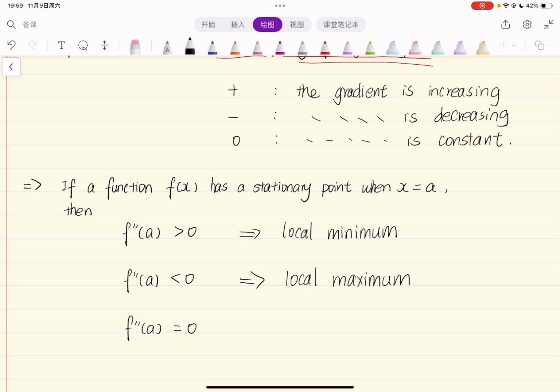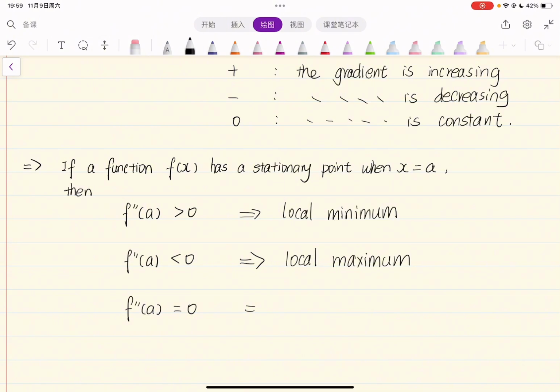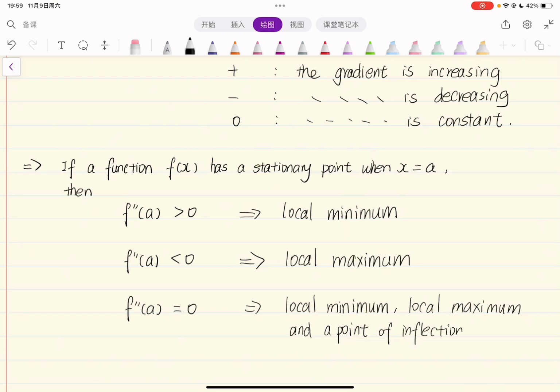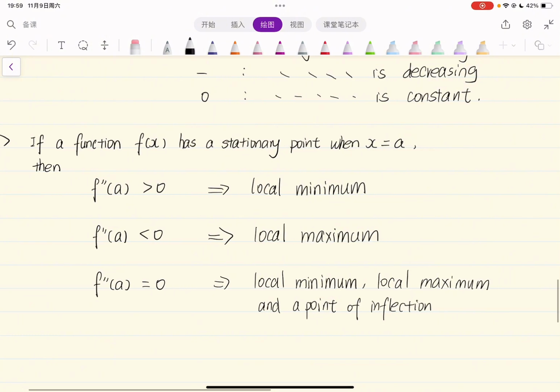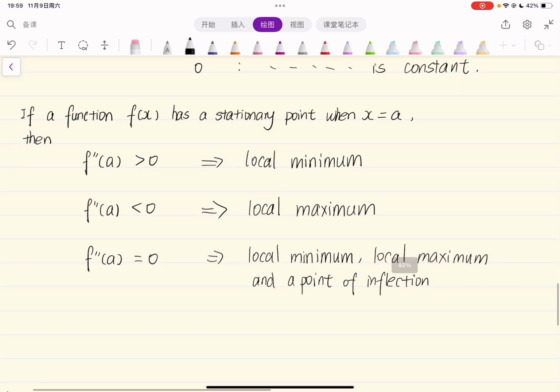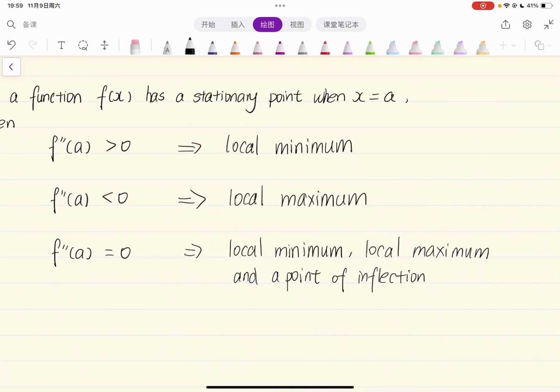If the second derivative at this point equals 0, it can be a local minimum, a local maximum, or a point of inflection. In order to determine the nature of a stationary point where the second derivative equals 0, you need to look at points on either side to determine its nature.